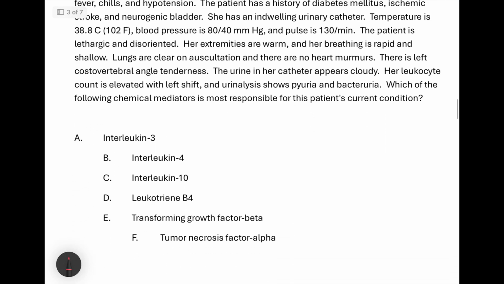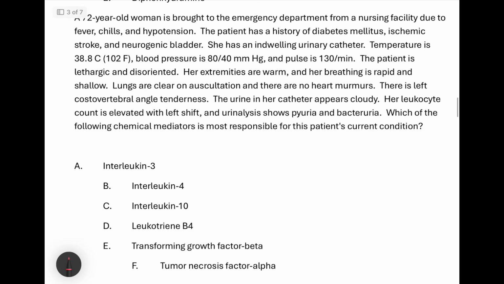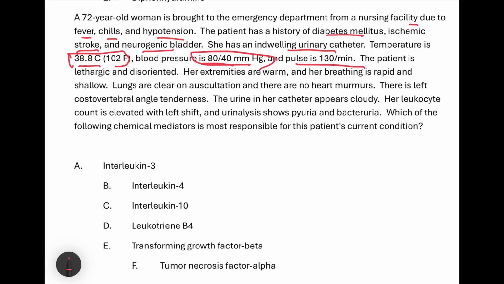Now we are moving to our next question. A 72-year-old woman is brought to the emergency department from a nursing facility due to fever, chills, and hypotension. The patient has a history of diabetes mellitus, ischemic stroke, and neurogenic bladder. She has an indwelling urinary catheter. Temperature is 38.8 degrees Celsius. The blood pressure is 80/40. She has a fever, okay, and hypotension. The pulse is 130. The patient is lethargic and disoriented. Her extremities are warm and her breathing is rapid.